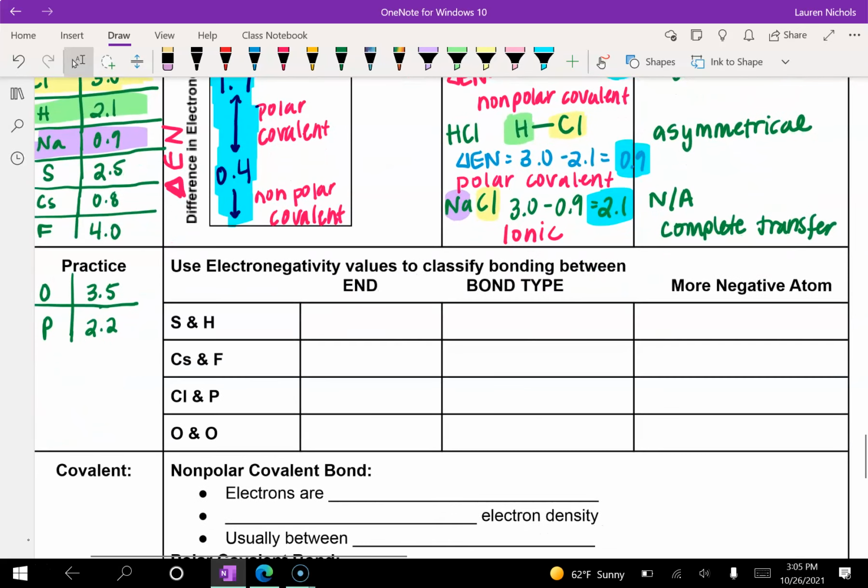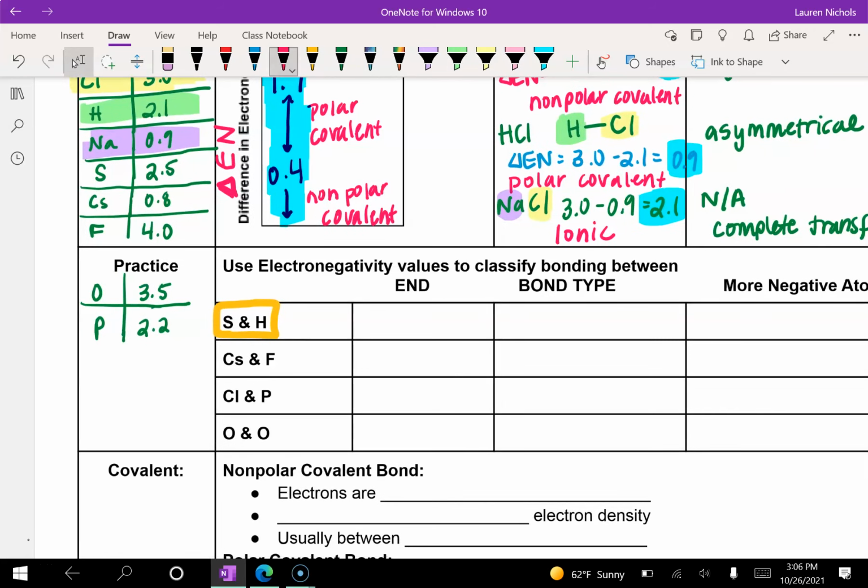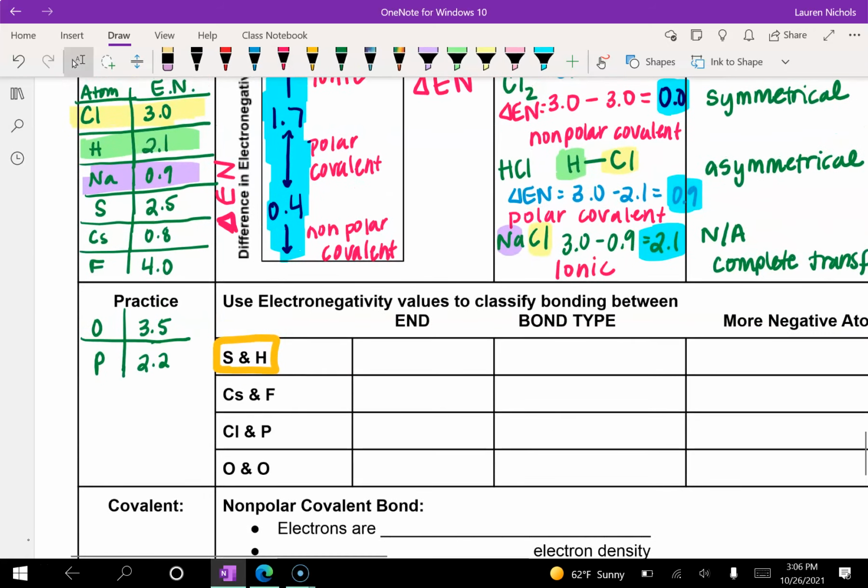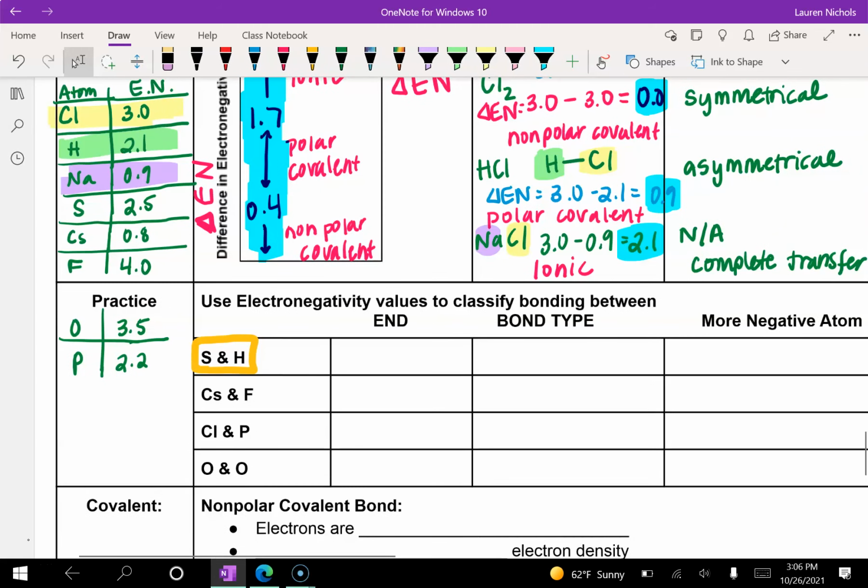So what I want you to do is this exact same type of calculation for these bonds. So if I have a bond being formed between sulfur and hydrogen, which we'll use our numbers off to the left, we look first for the most electronegative atom. Sulfur is 2.5, hydrogen is 2.1. So sulfur is the most electronegative.